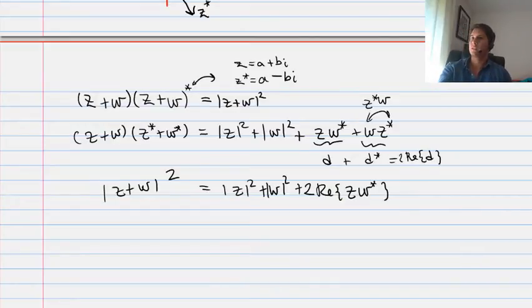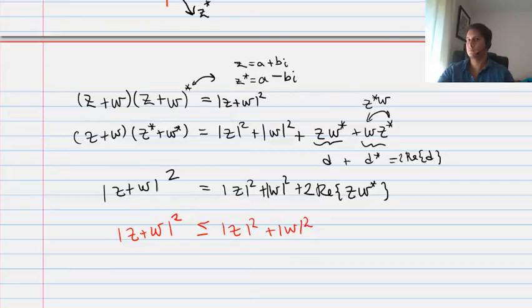So this is the equality, but when we have the inequality, we remove the real part. So this is what it's called the triangular inequality. Did you get why the inequality is like this? Why is it bigger? Why is it lesser than?